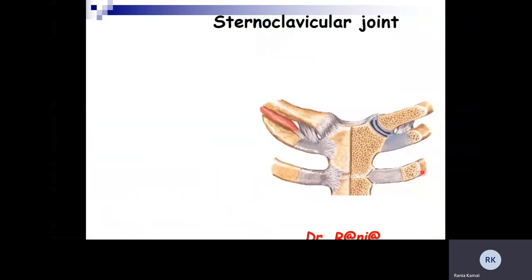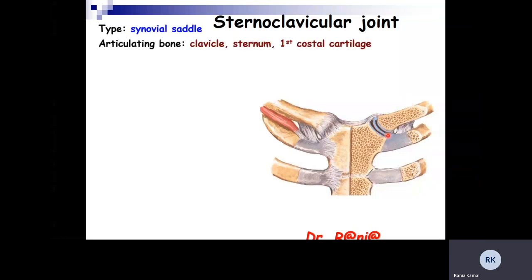One of them is the sternoclavicular joint, and the other one is the acromioclavicular joint. Let's start with the sternoclavicular joint. Its type is synovial saddle. The articulating bones are the medial end of the clavicle, the clavicular notch of the sternum, and the first costal cartilage.